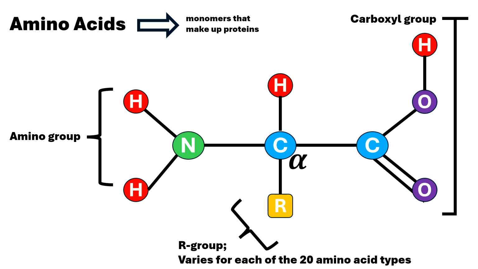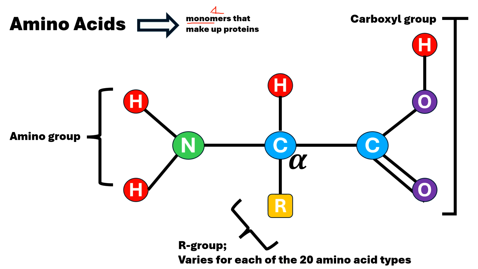Okay, moving on to amino acids. These are monomers, okay, that make up proteins. Mono for one, okay, mono is always one. Monosaccharides, monounsaturated, one. Now these amino acids are made up of the following.